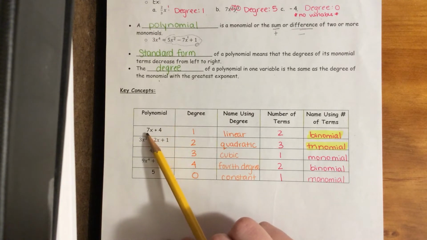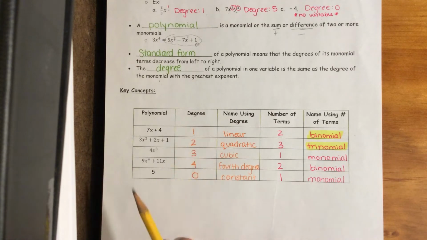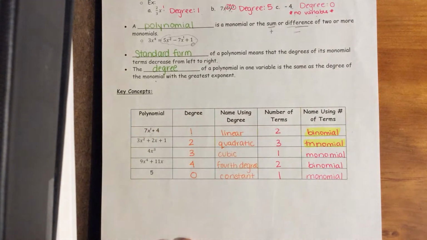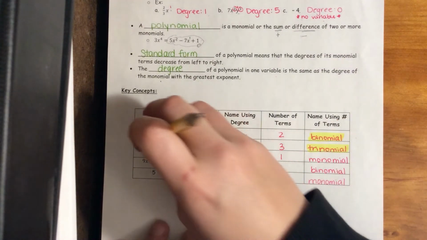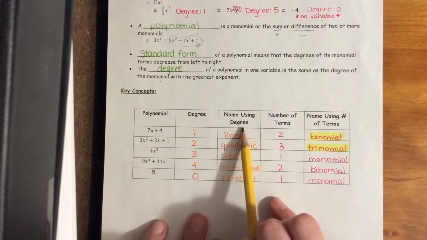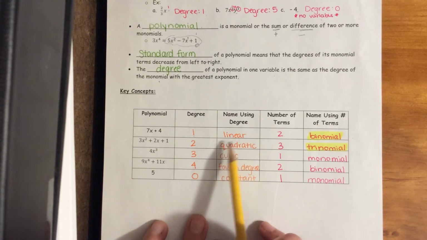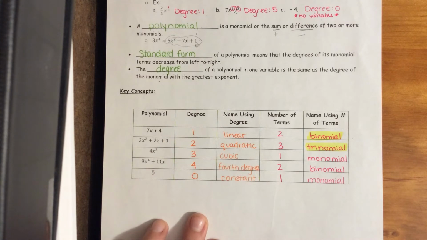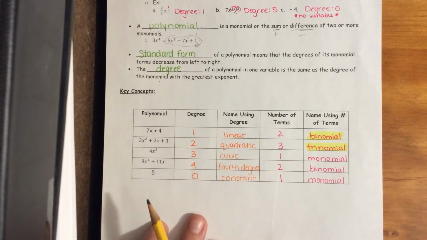So the first example, we have 7x plus 4. Its degree is 1 because what's the exponent on x? The exponent on x is 1, which gives you the polynomial degree of 1. Name using the degree. Because it has a degree of 1, that is called linear. That looks like equations we have graphed before back in chapter 5 and chapter 6. We graphed linear equations. So that's where that comes from.